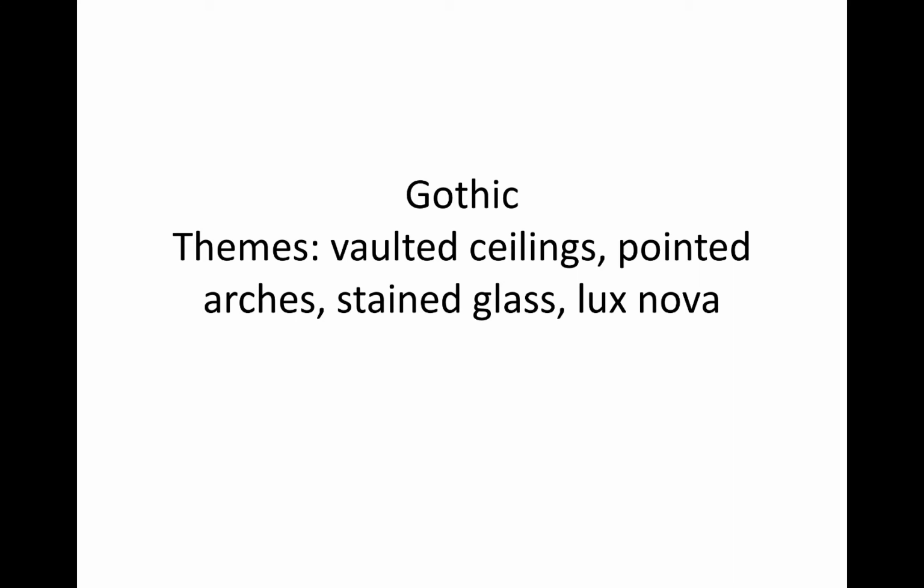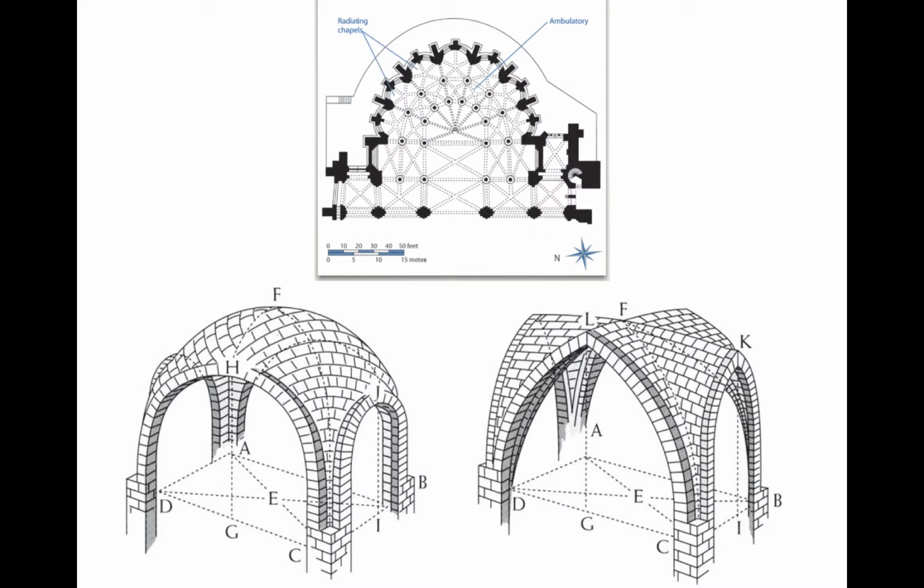We see vaulted ceilings with pointed arches rather than curved arches. We see more stained glass, so not as dark interiors, and this idea of lux nova, which is like illuminated light. One of the reasons why this works is because visually, when you look at this diagram, which one looks taller? The one on the right does, with the pointed arch. So architects figured out that to make something taller, you can just deceive the eye and make it pointed so that it looks taller. These are actually the same height.